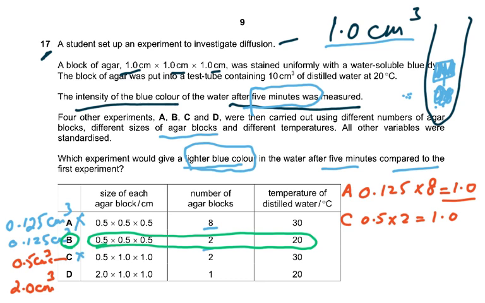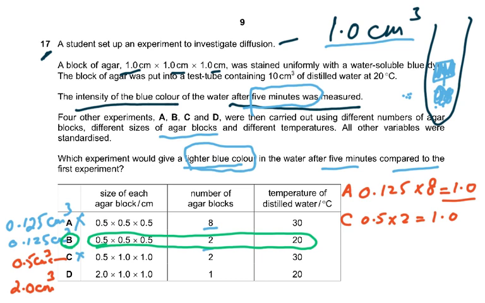At 20 degrees Celsius in option B, there is only a quarter of the volume. Yes, it's only 0.125. It's not the same. Sorry, I missed that out in the beginning. I said something wrong. So the volume is less, and what we have to understand is it's 0.125 as compared to 1 cm cube. So at 20 degrees in option B, there's only a quarter of the volume of the uniformly stained agar.